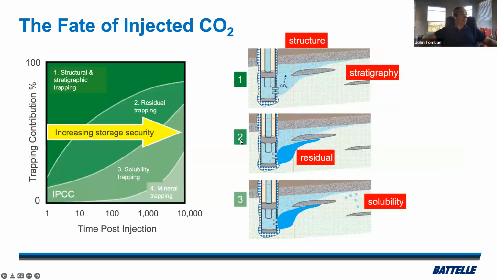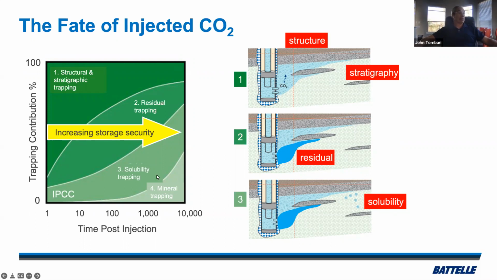So what happens to the CO2 then over the thousands of years? The good news is as we move in time, the CO2 gets more and more secure because of the different trapping mechanisms that occur over time. So the first trapping mechanism in early time, as shown in this diagram by the Intergovernmental Panel on Climate Change, shows the trapping I already talked about, structural. The CO2 physically can't get above the cap rock.